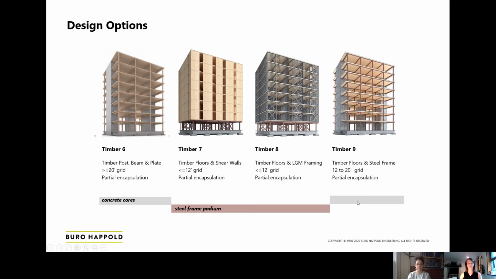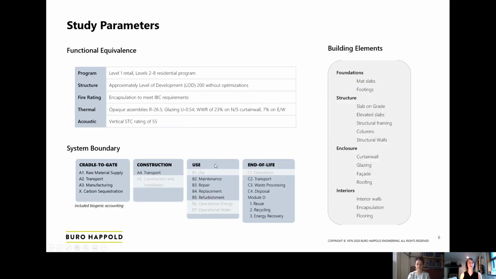Both of these cases here have concrete cores, and then both timber options 7 and 8, because of this tight grid spacing, required a steel frame podium at the ground floor in order to accommodate retail program. And that's noted here in our table for functional equivalence. So that was a design move that was really required to make these options comparable, apples to apples.